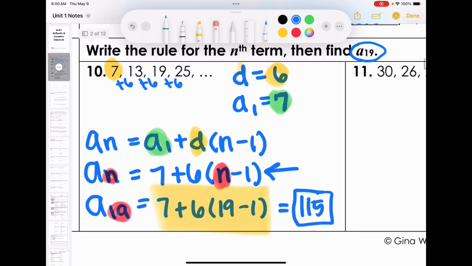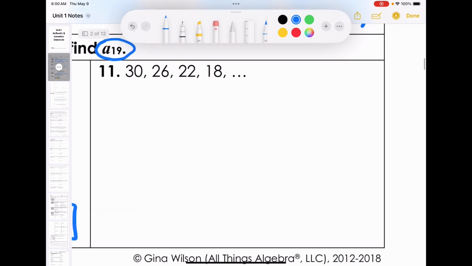All right, let's do number 11. We have 30, 26, 22, and 18. So if you look, we're subtracting 4 every time. So that means my D value is going to be negative 4. And then my A1 value is whatever comes first in this sequence, which is 30.